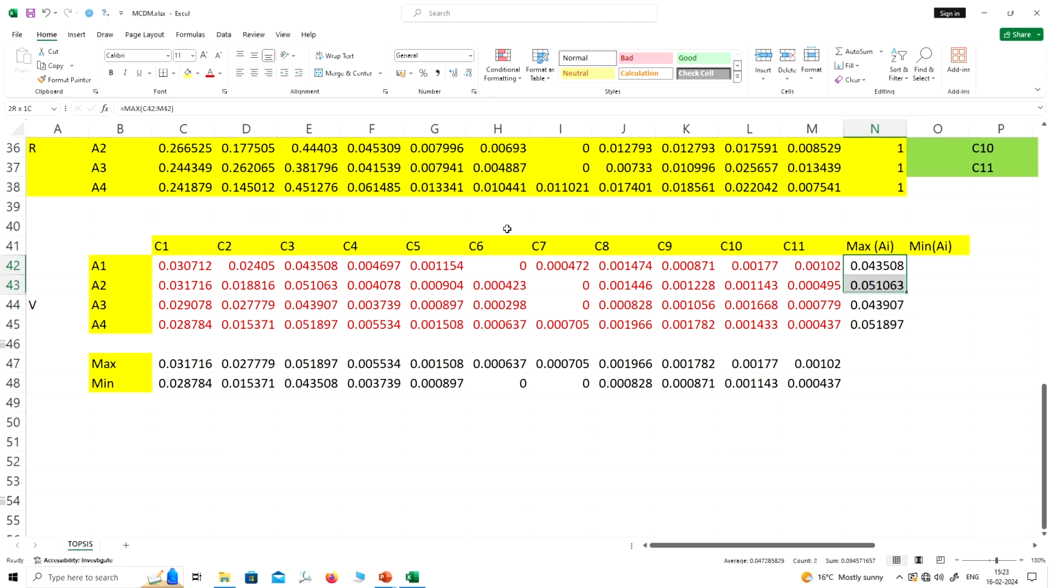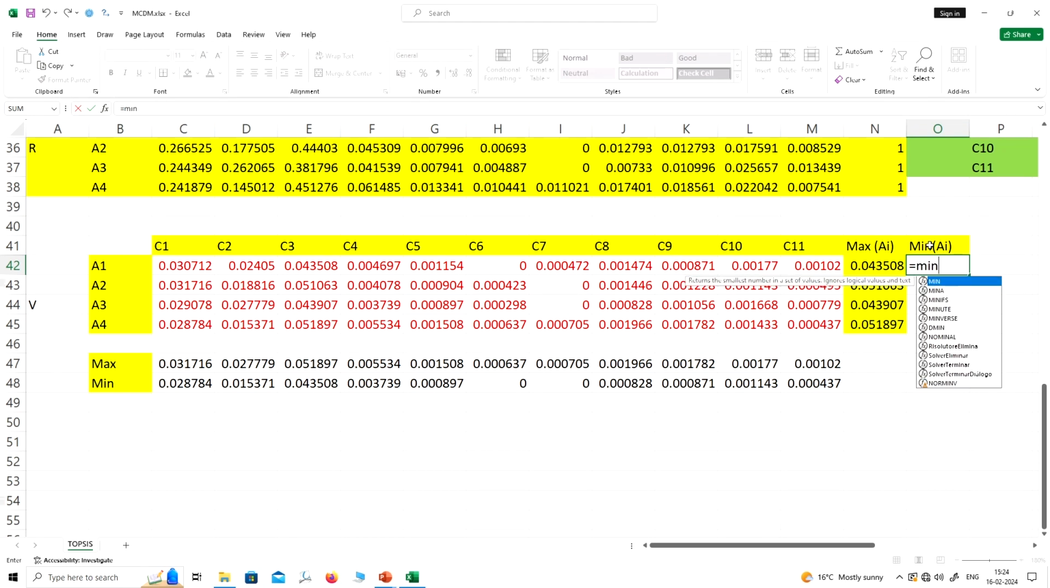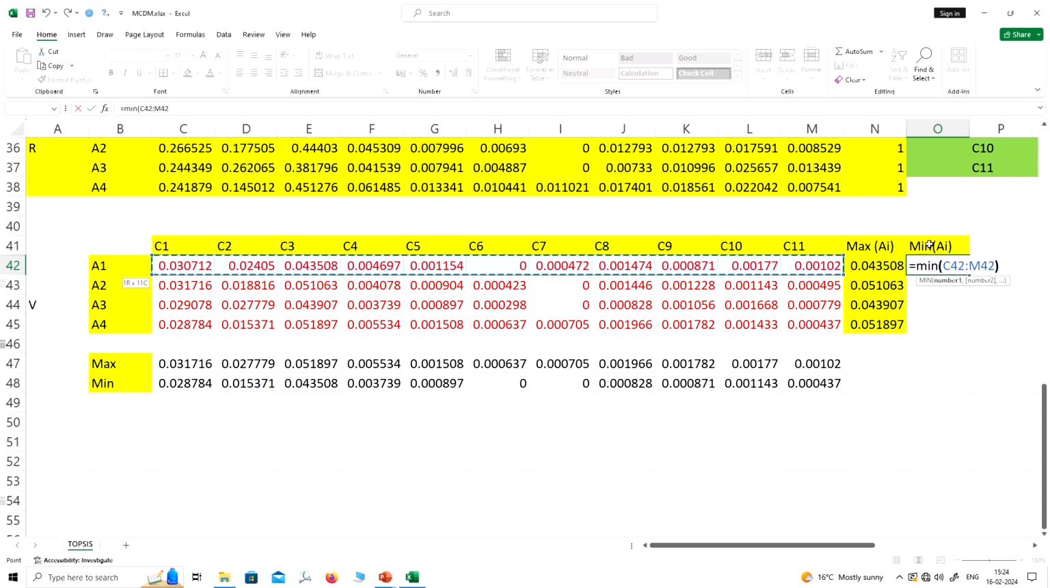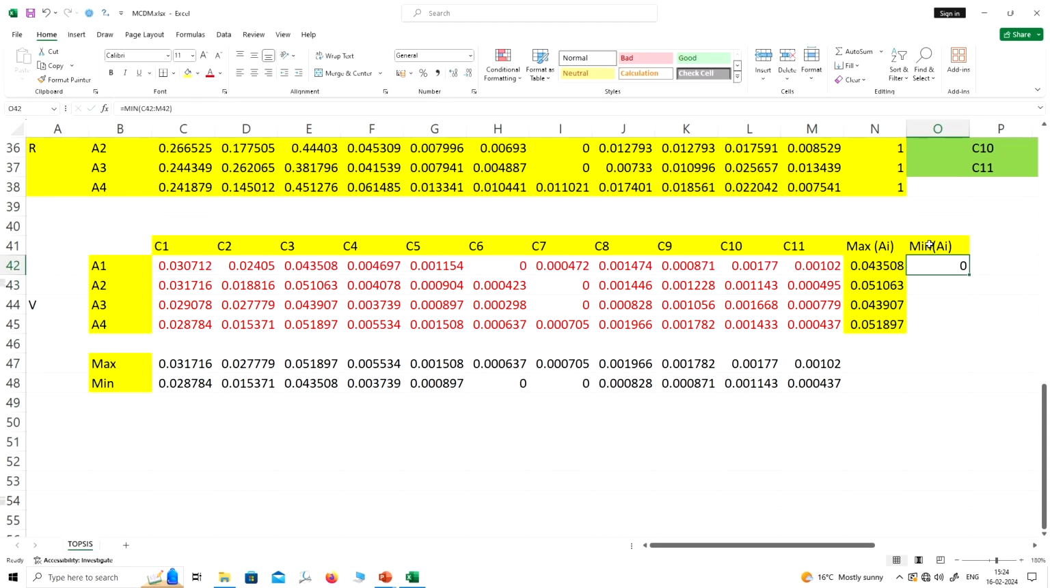Similarly, I will mark them as yellow. Then I want to find out the min, so they are copied for the first, second, third, fourth. Again I mark it as yellow to make it highlighted. So, the max and minimum values are given based on the alternatives.